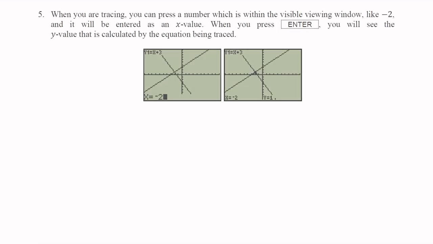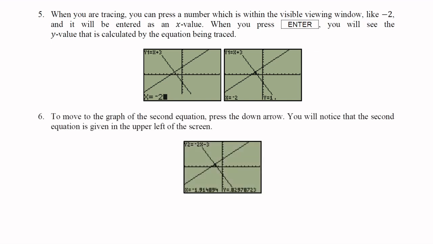So we are going to press a number within the visible viewing window, like -2, and it will be entered in as your x value. When you press enter, you will see that the y value is calculated by the equation being traced. So we can see that for the first equation, y1 equals x plus 3, that the point -2, 1 is a point along the line.